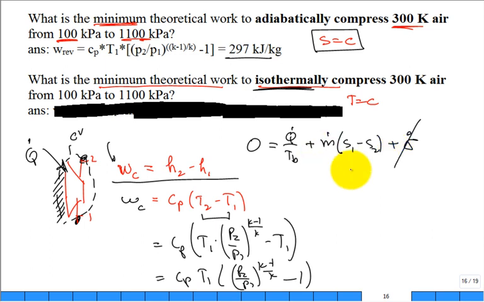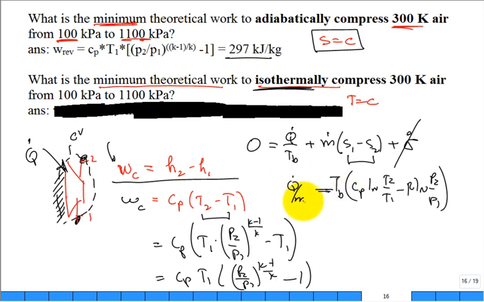Okay. So now I have to say, what is my change in entropy? Well, isn't that C sub P natural log of T2 over T1 minus R natural log of P2 over P1? So I can write it like this, put a TB there, and put a Q dot divided by M dot. Isn't that lowercase q? So if I go back to the first law, it's going to show that lowercase q is equal to lowercase w of the compressor. Go back to the first one. Zero is equal to Q dot compressor minus W dot compressor plus M dot times (H2 minus H1).